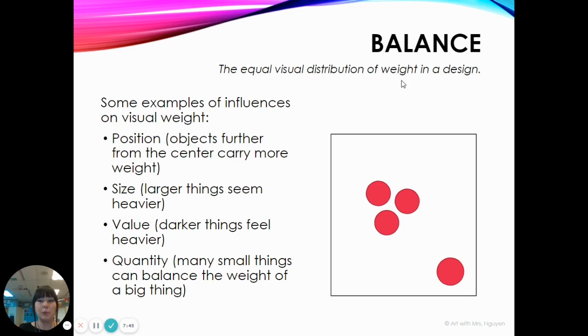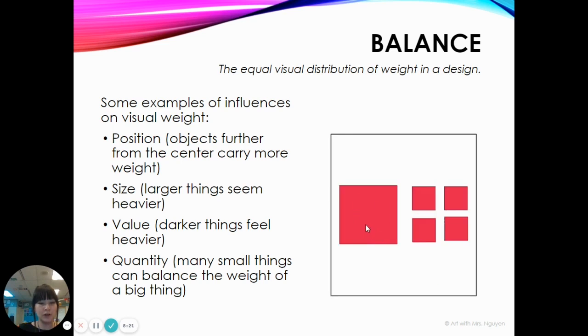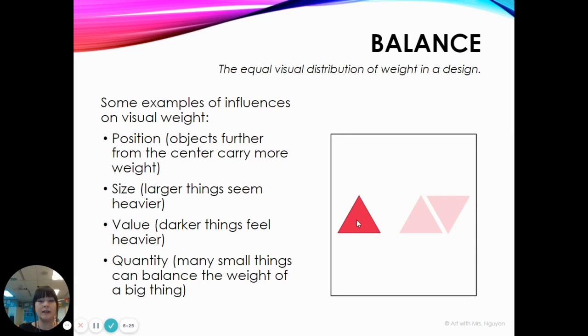When we talk about the weight in your design or artwork, again, that means where you put your things and also what kind of things you put in your design. One way you can change the weight of your design is by position. That is where you put your objects. Things that are towards the bottom of your page usually look like they're heavier. Things that are bigger look like they're heavier. Things that are darker look heavier. And if there's many things grouped together, it could look heavier too. This one is bigger, but this one has a lot of them, so they both have about the same weight.